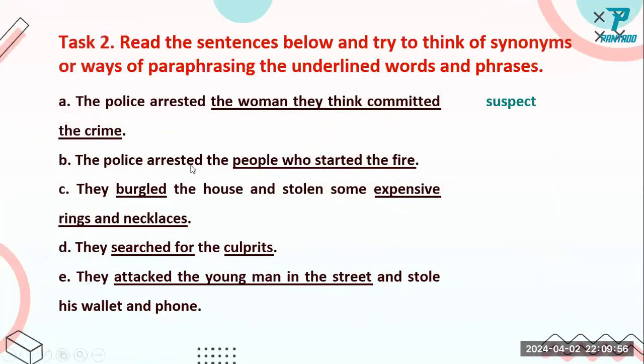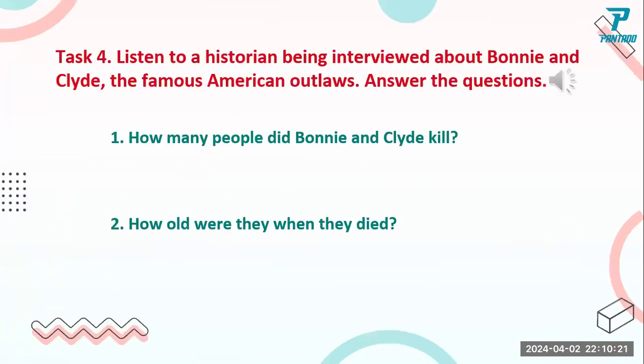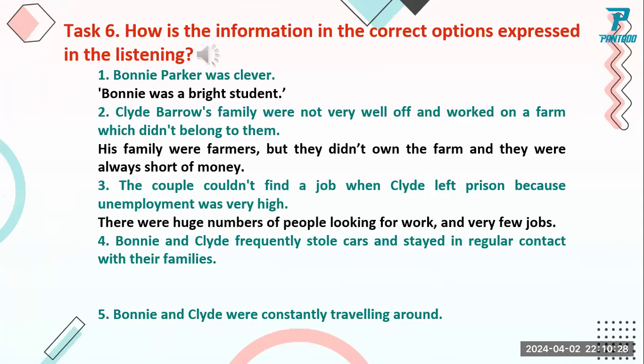So we have here, Lynn, are you familiar with this? Okay. The woman they think committed the crime is the suspect. How about the people who started the crime? Please read the sentences below and try to think of synonyms. Teacher, I think we did this already. Are we done? Yes, this one. Please tell me where we stopped. This one. Yes.